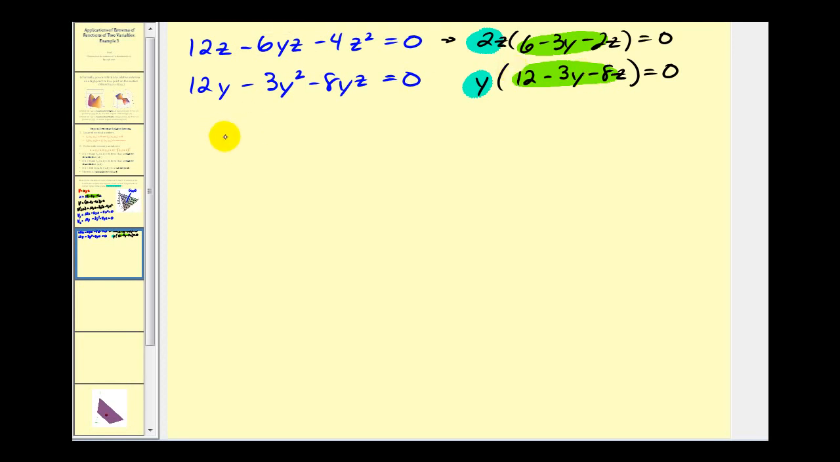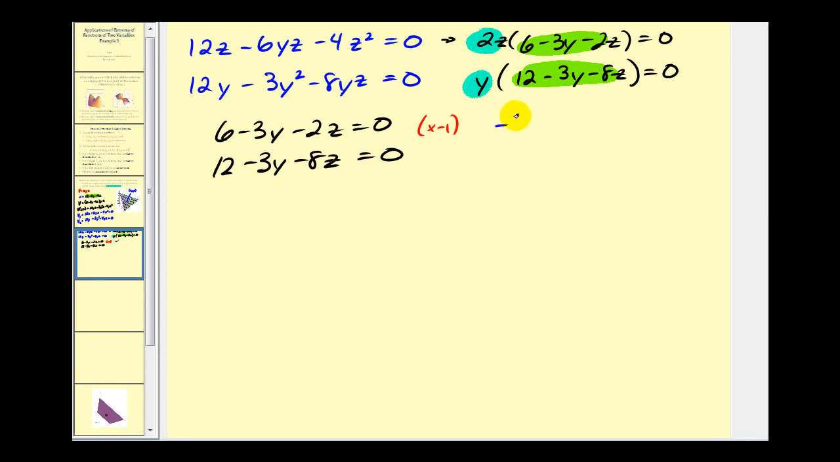So now we want to determine when is 6 minus 3y minus 2z equal to 0, and when is 12 minus 3y minus 8z equal to 0. If we take a look at the y terms, they're the same, so I'm going to go ahead and multiply this first equation by -1. So if we multiply this first equation by -1, the y terms will be opposites, and they'll be eliminated. So let's go ahead and do that.